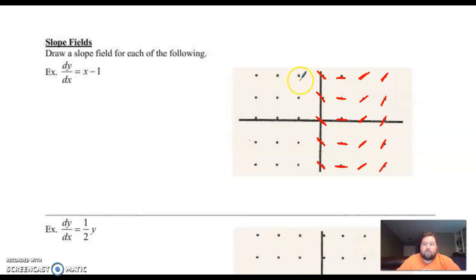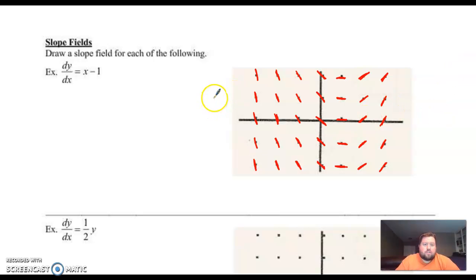All right, on this side, negative 1. Negative 1 minus 1 is negative 2, so just a little steeper than those ones next to it. All right, and then x equals negative 2. Negative 2 minus 1 is negative 3, so a little steeper there. And then x equals negative 3. Negative 3 minus 1 is negative 4, so even steeper than the last ones. And there we go, that's our slope field.